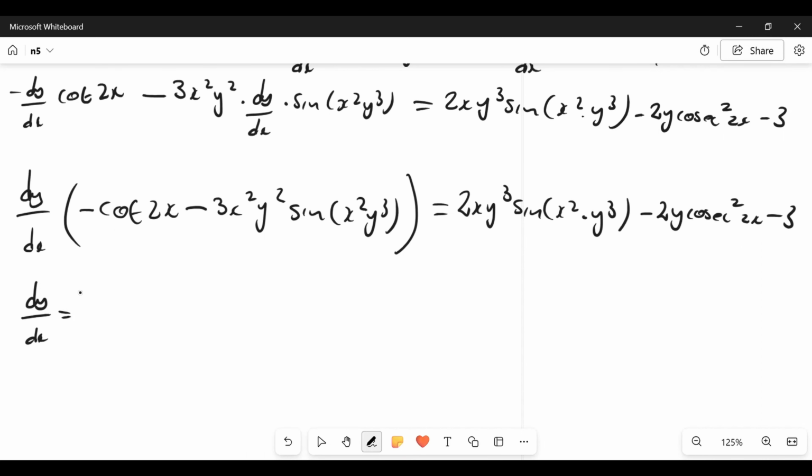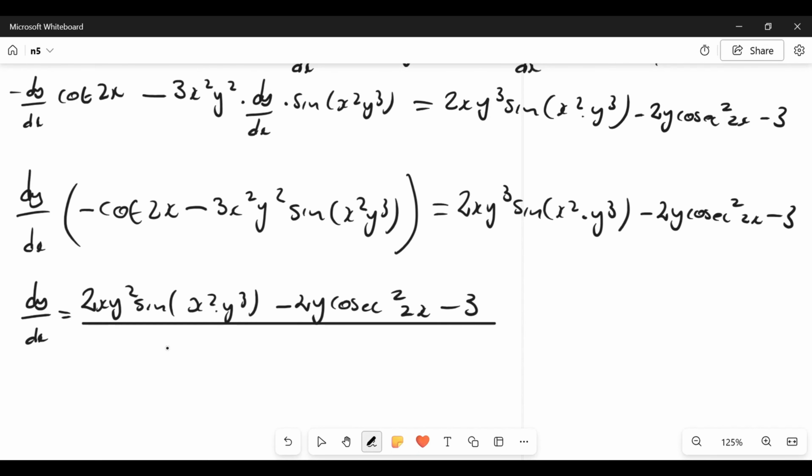And then on the right hand side, we're going to have 2xy squared sine x squared y cubed minus 2y cosec squared 2x minus 3. So all of this is going to be divided by negative cot 2x minus 3x squared y squared sine x squared multiplied by y cubed. There we go. So this is your final answer.